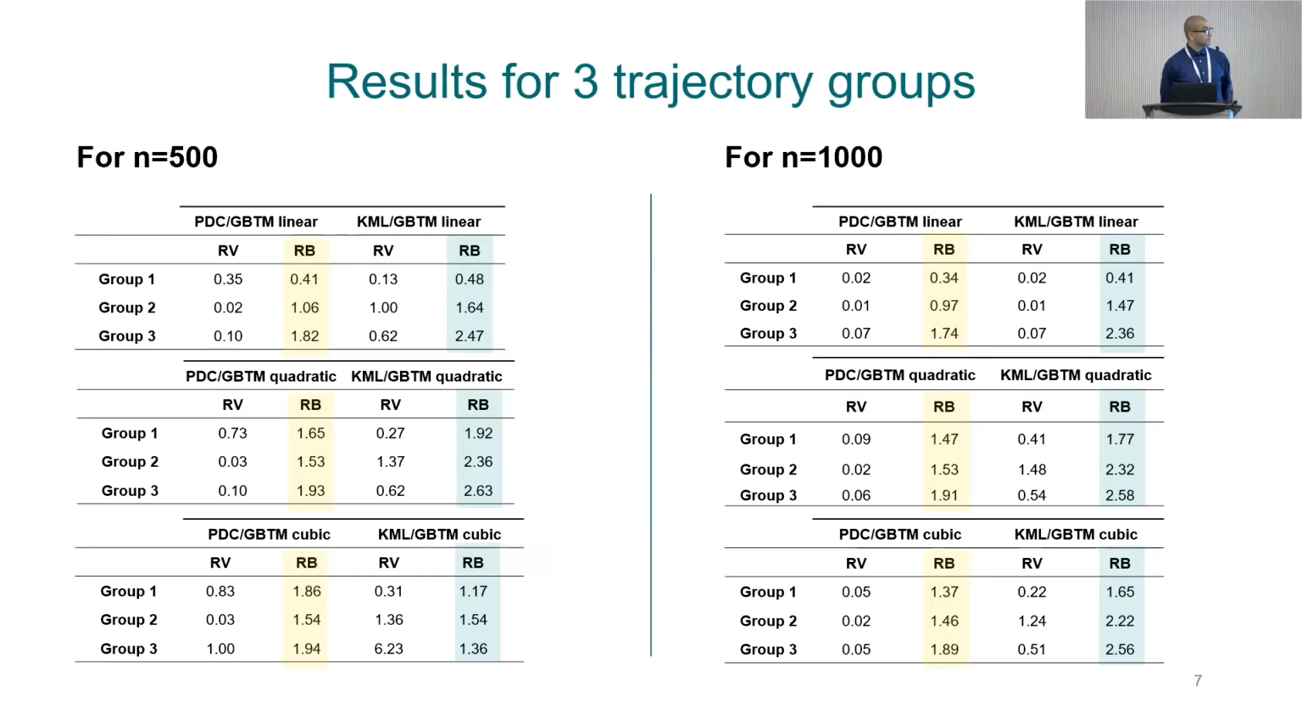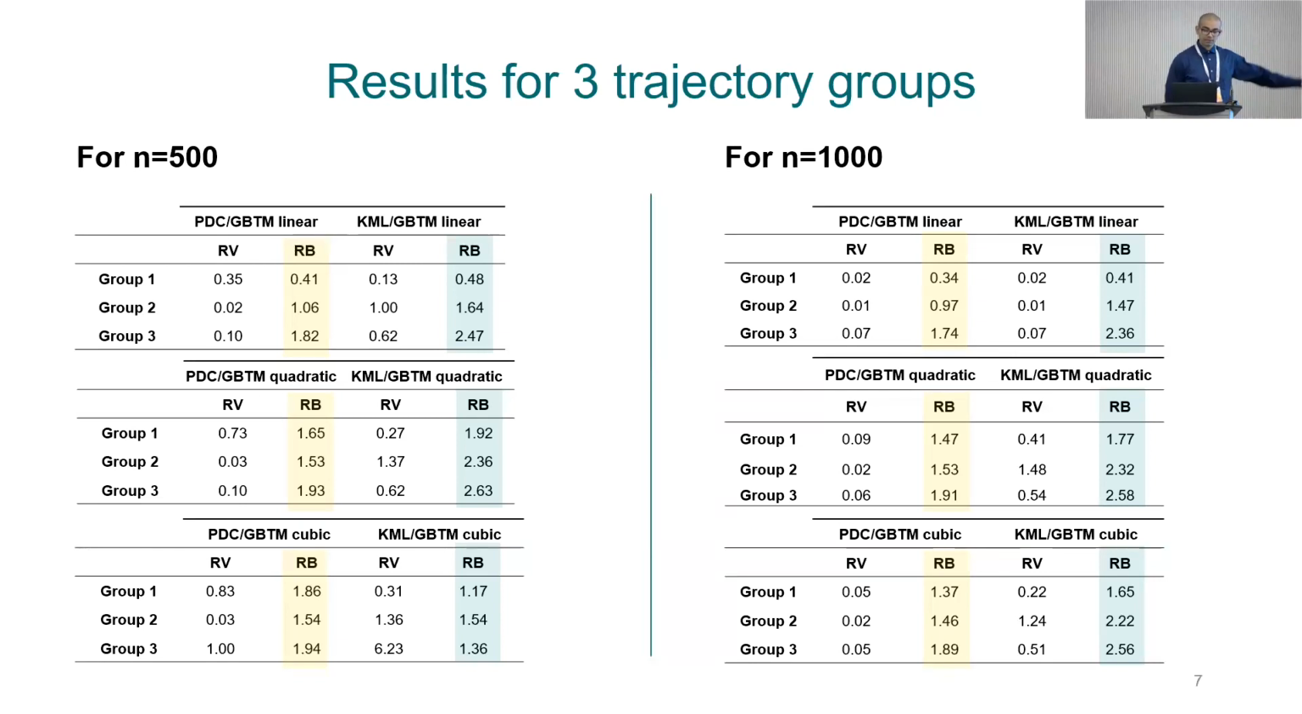So here are the results for 3 trajectory groups. On the left is the case where we sampled 500 patients, and on the right we have 1,000 patients. And each table represents essentially the comparison of GBTM versus PDC. So on the top, for example, it's the PDC versus GBTM, where we have specified a linear specification for how we model time in terms of the relative variance, which is RV, and the relative bias, which is RB, for the 3 treatment groups.